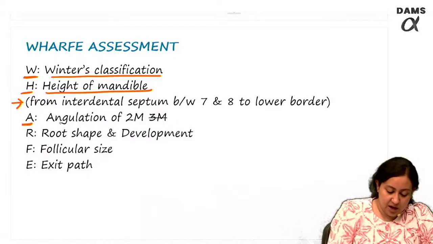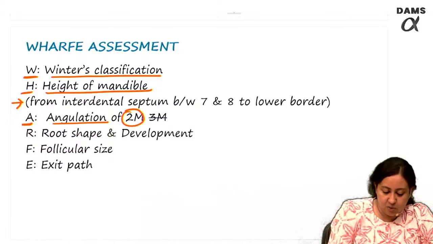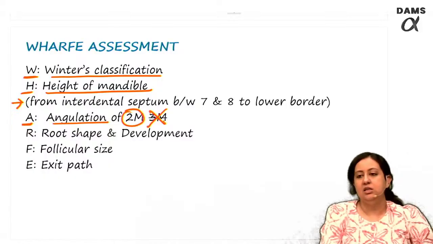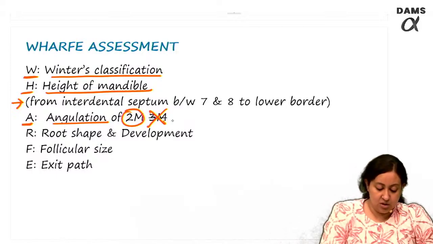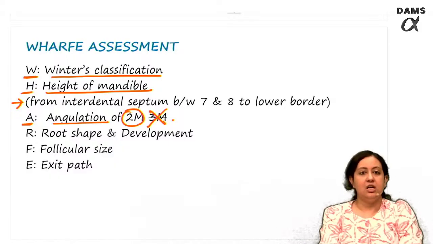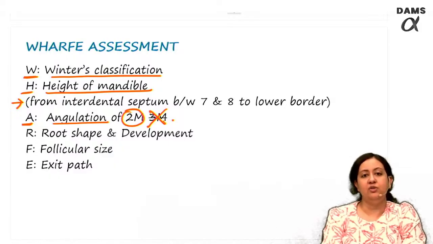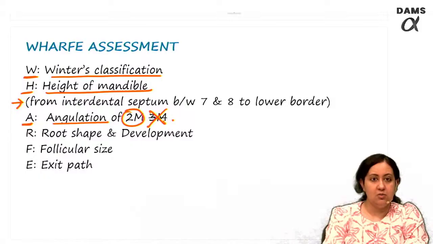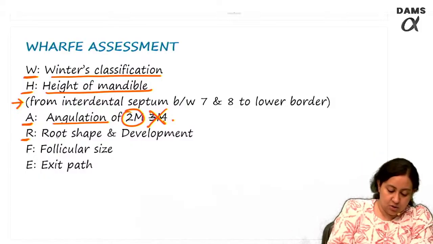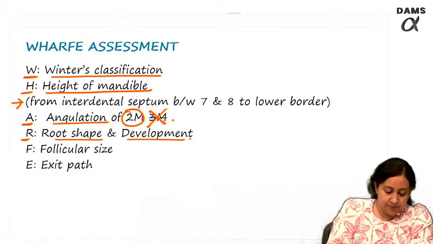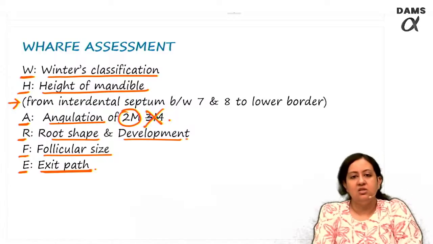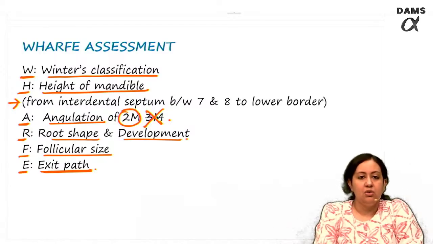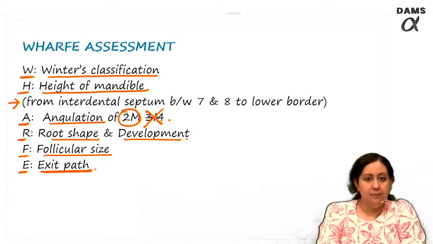A stands for angulation of second molar and not the third molar. This confusion has been there for quite some time, but it is always the angulation of the second molar and not the third molar. R is root shape and development. F is the follicular size and E is the exit path. Just remember this much. Don't go into the scoring.